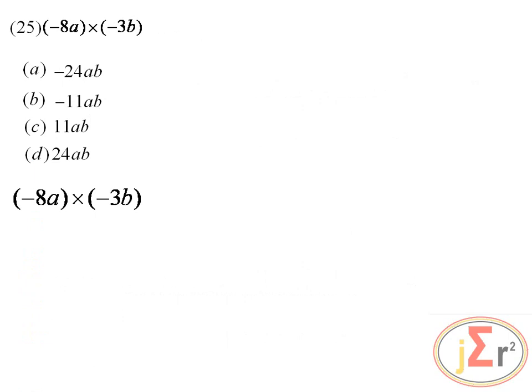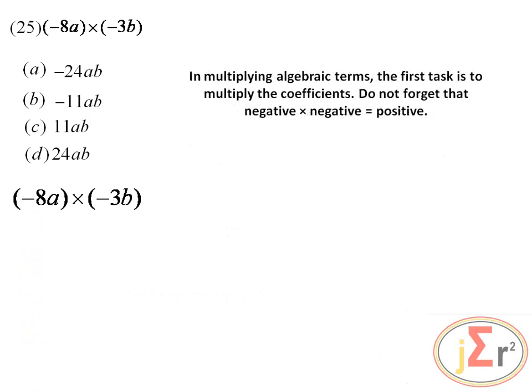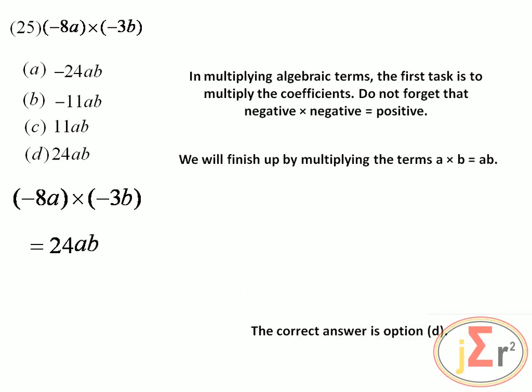Now we will multiply negative 8a by negative 3b. In multiplying algebraic terms, the first task is to multiply the coefficients. Do not forget that negative multiplied by negative is equal to positive. We will finish up by multiplying the terms a multiplied by b, which is equal to ab. How nice. The correct answer is option D, and we imagine that this is a very simple problem.